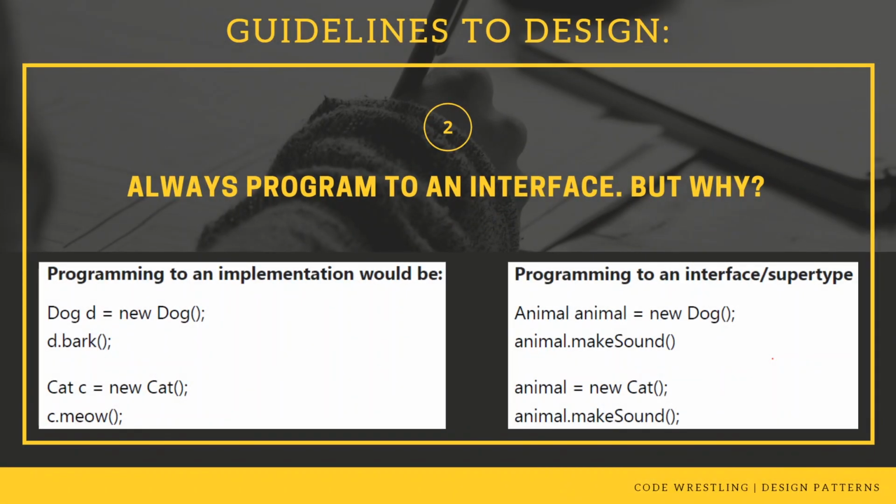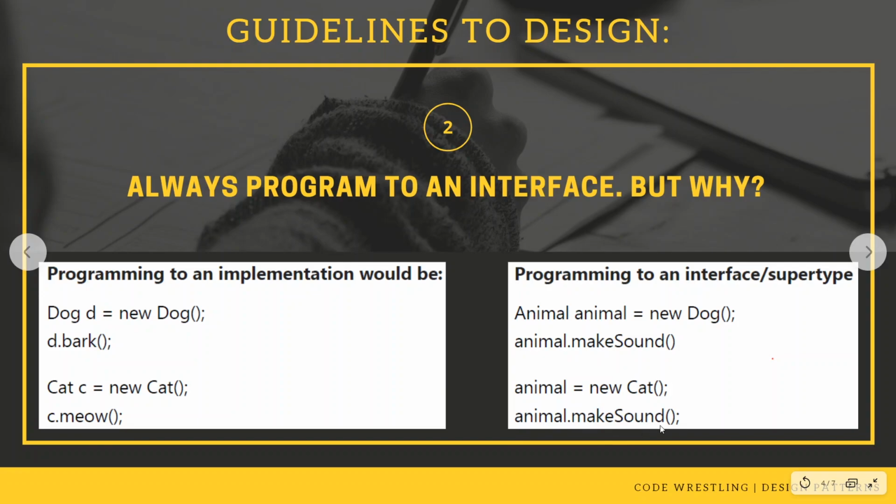The other guideline is always program to an interface. But why? There are some benefits when you program to an interface. In the first case, when we program to an implementation, we have to create an object: Dog d = new Dog, d.bark; Cat c = new Cat, c.meow. But if you program to an interface, I can just create an Animal interface with Dog and Cat as its subclasses, and write Animal animal = new Dog, where Animal is the reference and Dog is the actual class, then animal.makeSound. Similarly for Cat I can write Animal animal = new Cat and animal.makeSound.